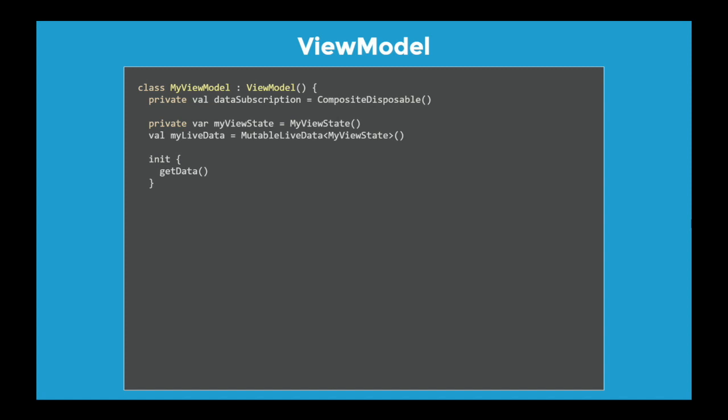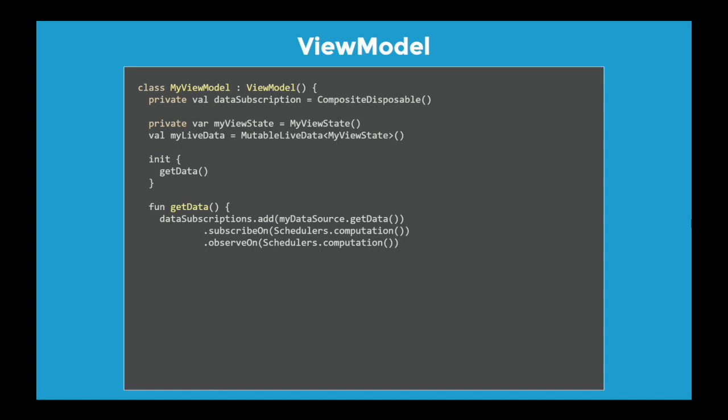And in init, I do the first-time call for get data. And in get data, I first talk to my data source and ask it for the data. Once I receive the data, I update my existing live data. So first I change a copy of the data I have right now, and then I post it on top of my live data. And the moment I do that, it gets updated on my view side.